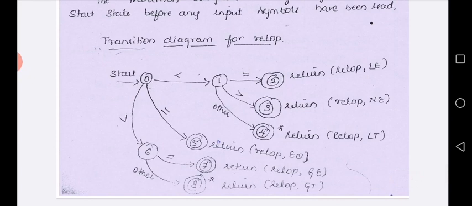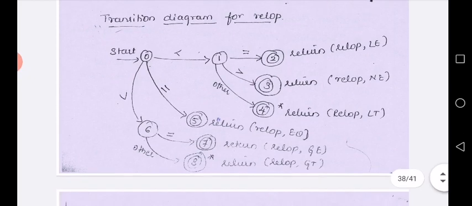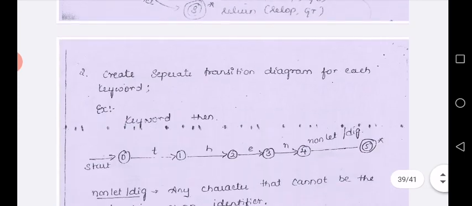Then sometimes we may have only equal to, right? It is a relational operator, and the attribute value is equal. So that will be the return value. For greater than or equal to, and only greater than, we have this kind of return value. So this is the transition diagram we got for handling relational operators.